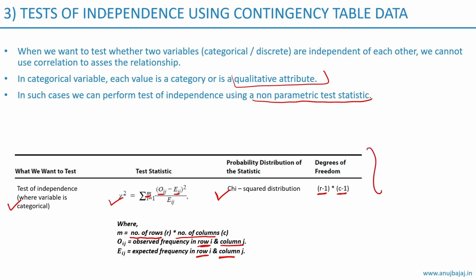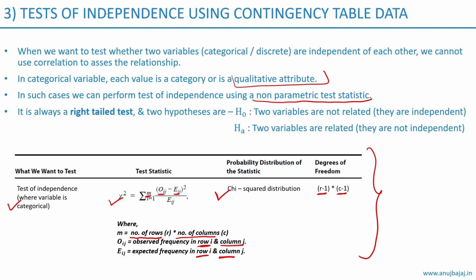So the chances of getting tested on the calculation is pretty low, but still we will look at an example so that you have a basic understanding of how we conduct the test of independence. Here it is always a right-tailed test. When we want to conduct a hypothesis test of independence between two categorical variables, it is always a right-tailed test, and the two hypotheses are as follows. The null hypothesis states that the two variables are not related, that is, they are independent of each other. Whereas the alternative hypothesis states the two variables are related, they are dependent on each other.